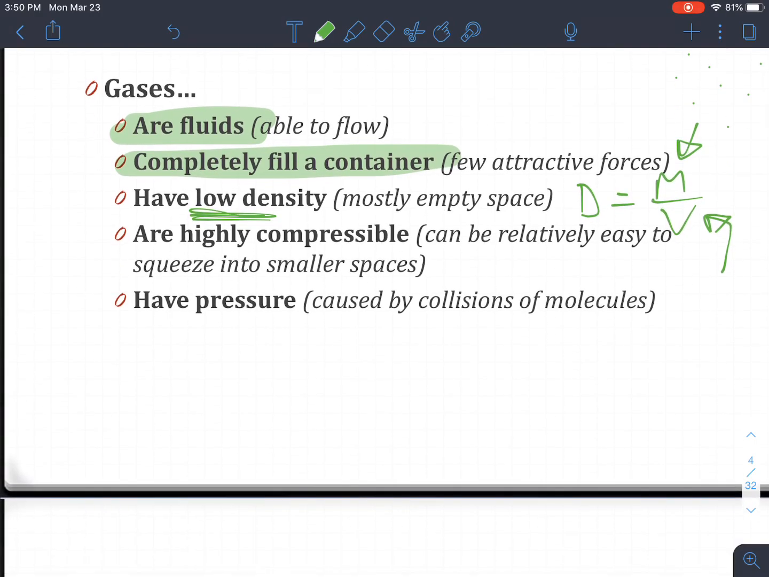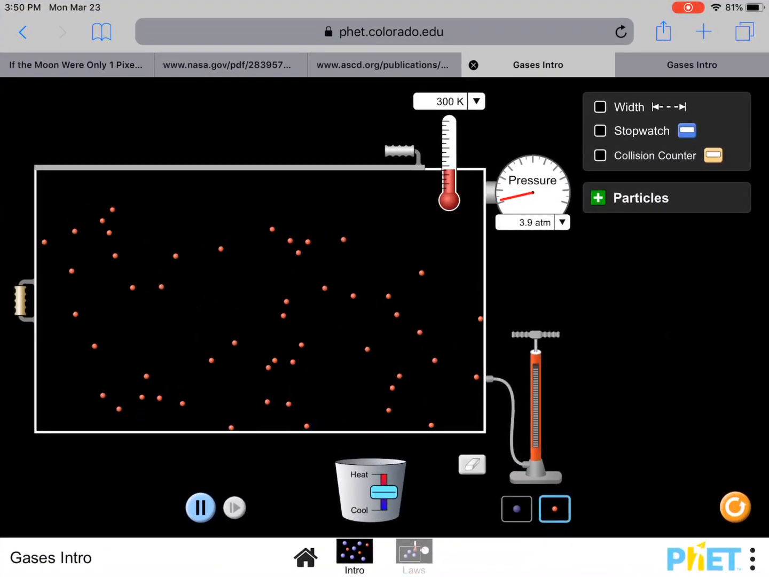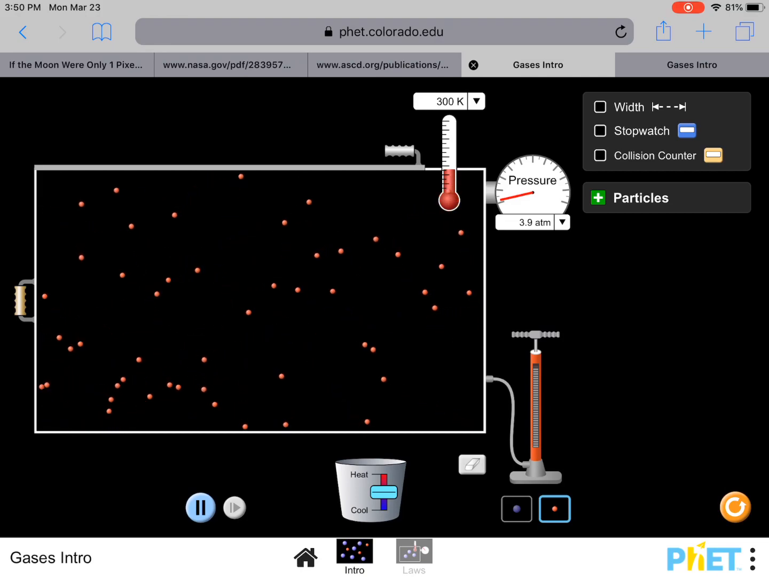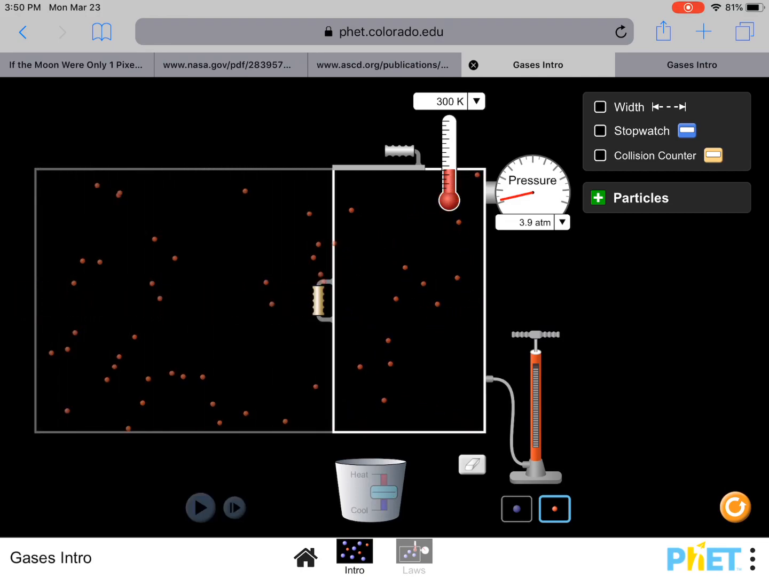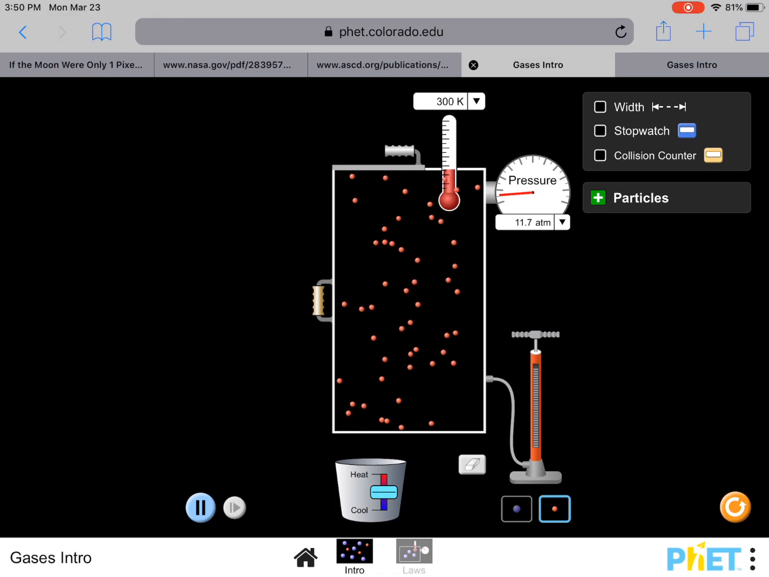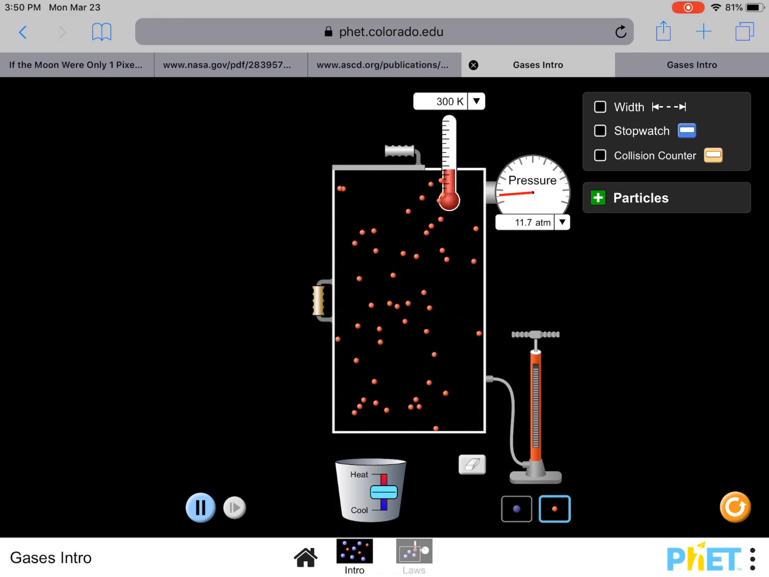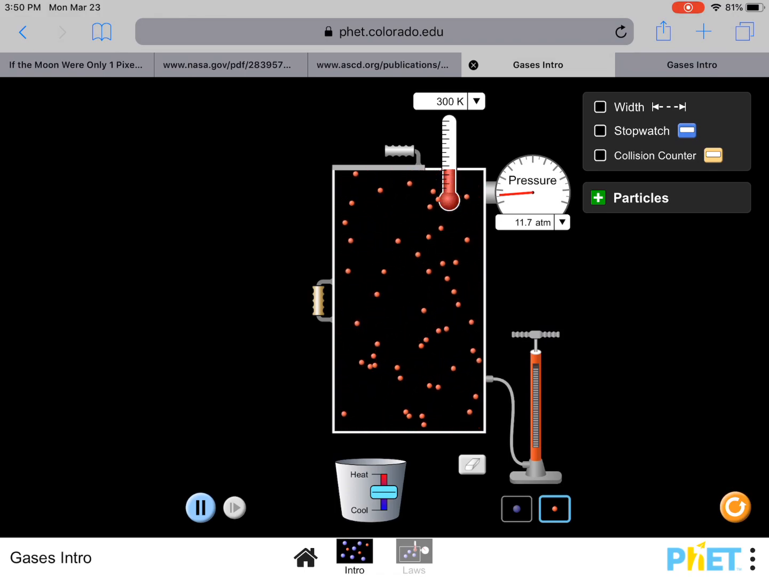It says here that gases are highly compressible. If we go back to this simulation here, what that means is that we are able to squeeze the amount of space that gases have to consume. Why are they compressible? Because there's a lot of space in between them.